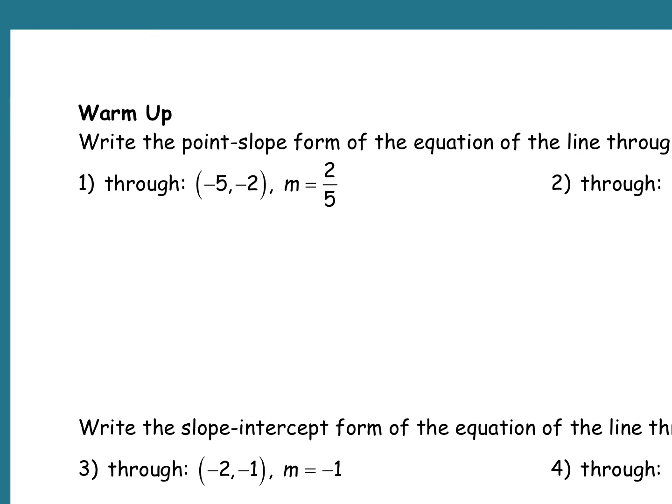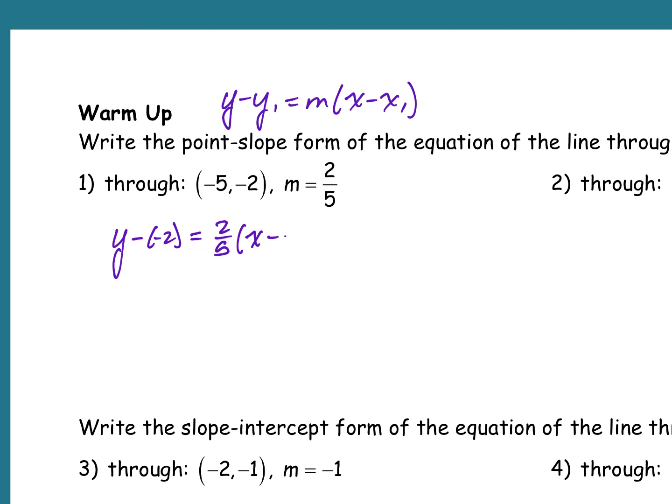Okay, so remember we're doing point slope form for this, which is y minus y1 equals m times x minus x1. And the first part just wants it put in that form, and that's it. So I've got y minus a negative 2. I'll just write it out the long way. Equals 2/5 times x minus a negative 5.